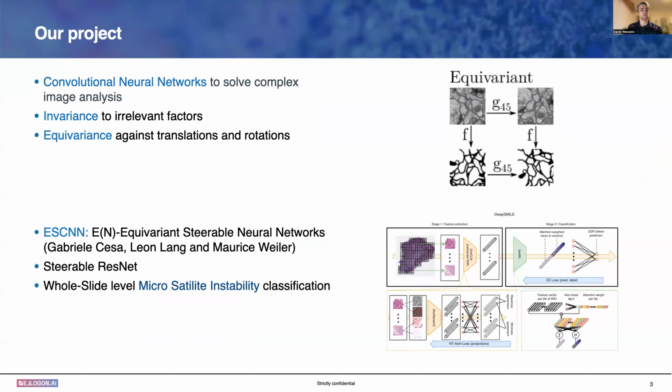Lately, a lot of research is done into deep learning methods able to analyze whole slide images for pathology. Convolutional neural networks are in general the method of choice to solve complex image analysis tasks, in part due to their translational covariance induced by trainable convolutional operators. For deep learning models, invariance to irrelevant factors is a desirable property.